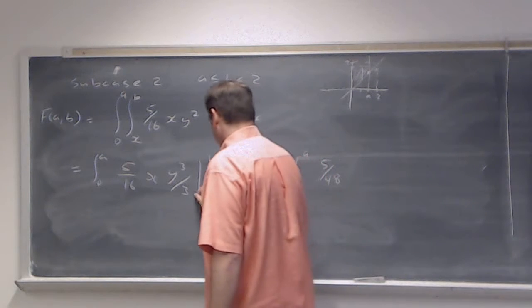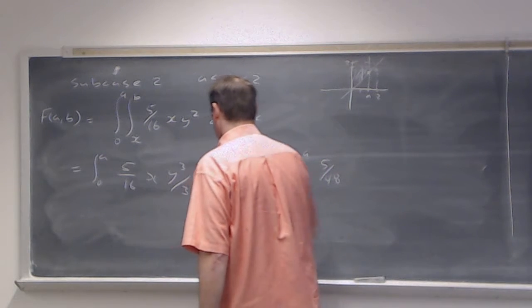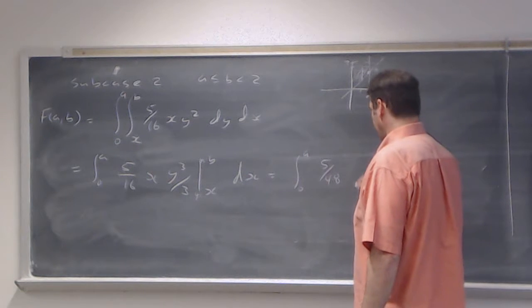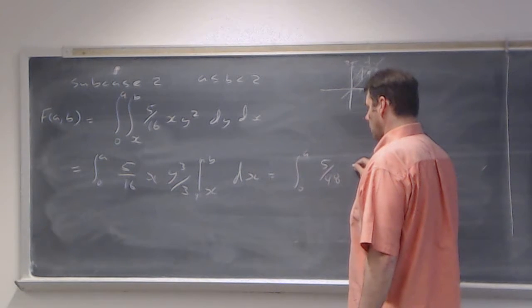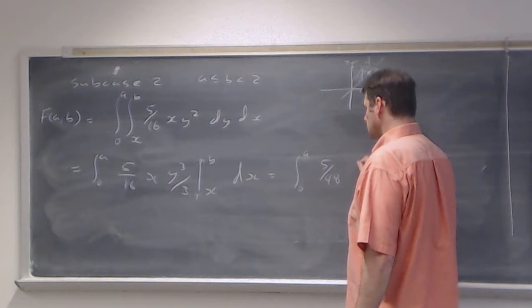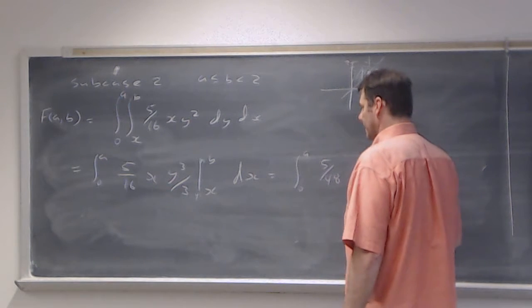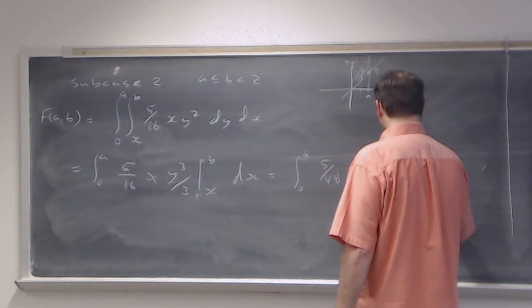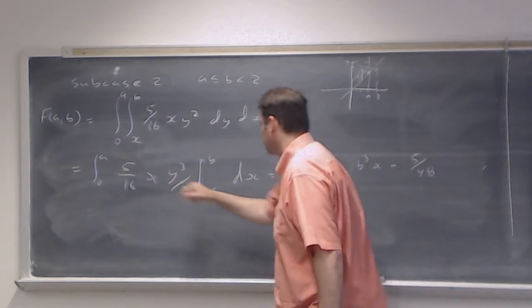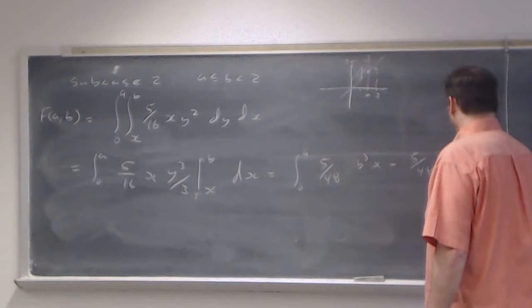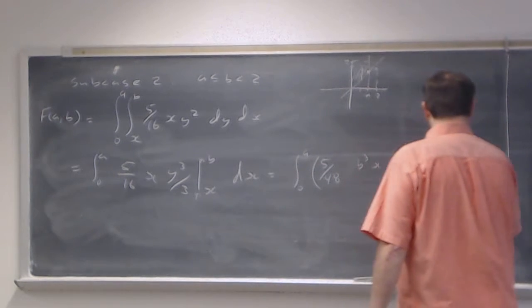These are for y values. I will have b to the 3rd x, and then minus what I get when I let y be equal to x. That's 5 over 48, this will be x to the 4th, dx.